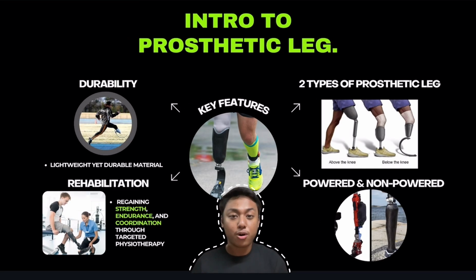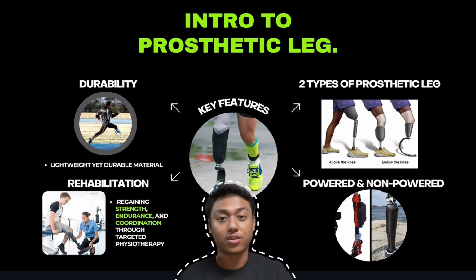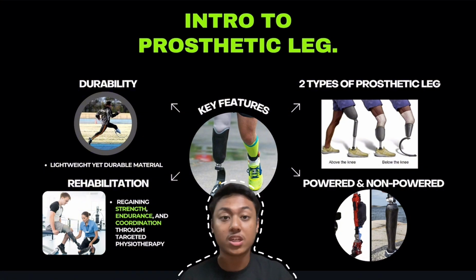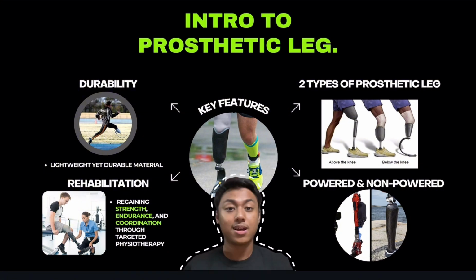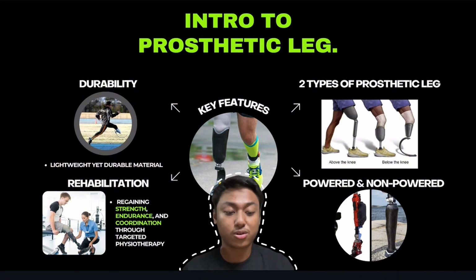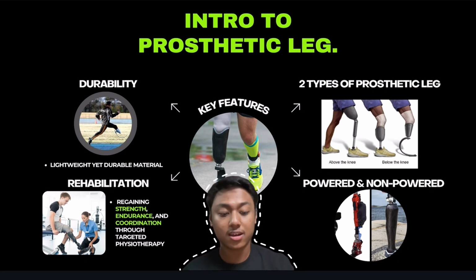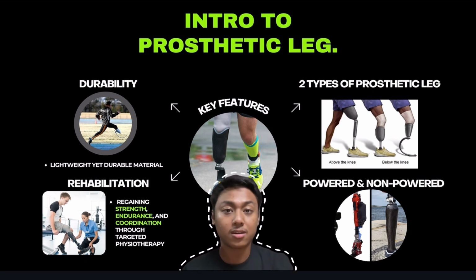We will be looking at 4 features that are going to be our main focus in the prosthetic leg. One of which is its durability. Prosthetic legs are generally made of lightweight yet durable materials, which can feature functional knee and ankle joints depending on the location of the amputation. Next is rehabilitation. Rehabilitation is a crucial part of the process which involves physical therapy to strengthen the legs and learn to walk with the new limb, which involves the regaining of strength, endurance and coordination through targeted physiotherapy.